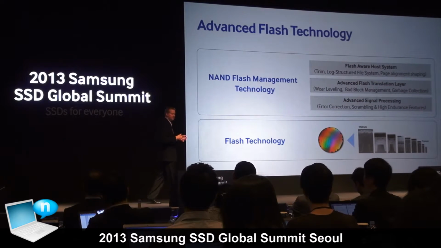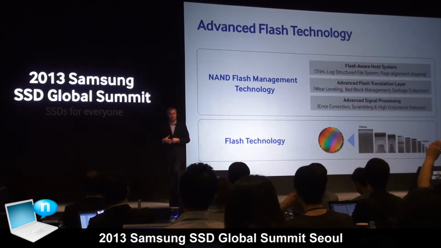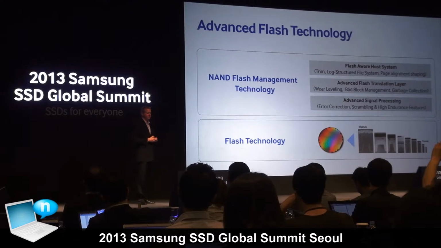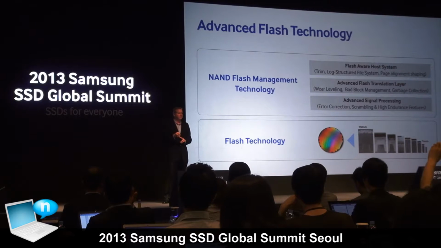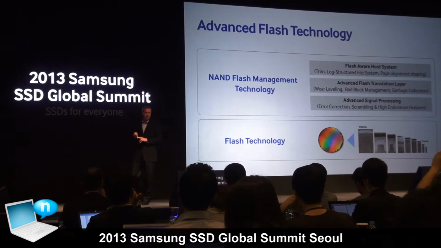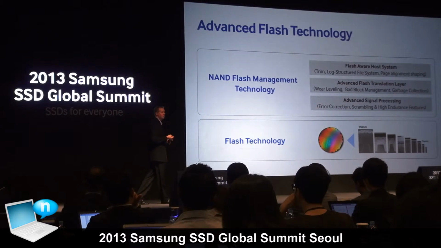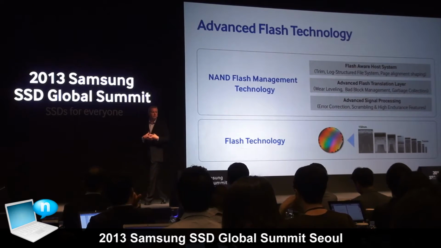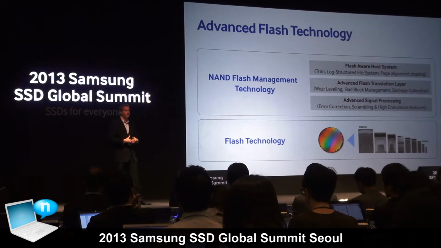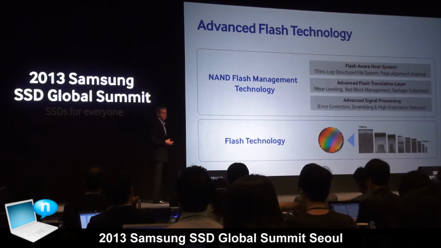So again, thinking about that advanced flash technology, that's sort of the building block, is what we're doing at the silicon level as we continue to shrink that process. But there's so much more that goes into that in terms of the advanced signal processing, right? This is your ECC, your high endurance features, the advanced FTL or flash translation layer. This is where you have your wear leveling as well as your bad block management, things of that nature, and then your flash aware host system. All of this is where we put this together, including the controller and the firmware, allows us to have a much better product, much better quality, more reliability, and more endurance than any other product on the market today.